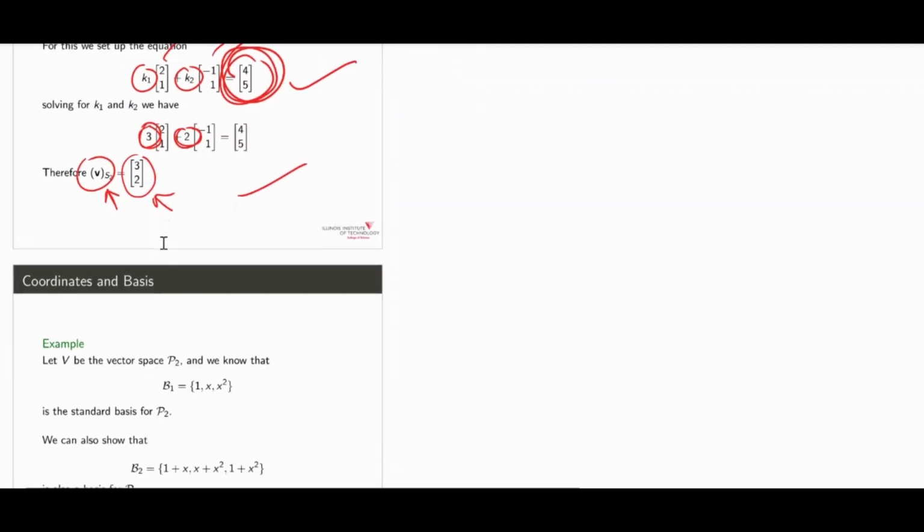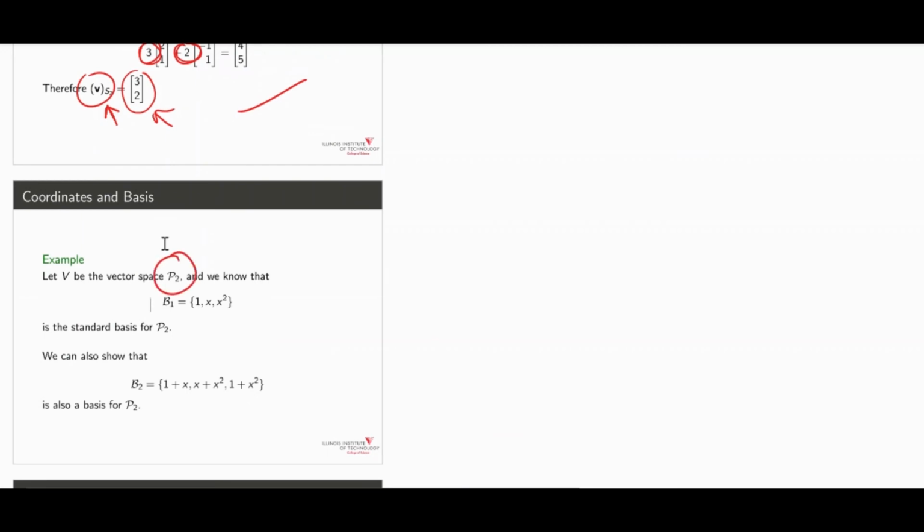All right, let's switch gears and look at polynomials of degree at most 2. Obviously, we already know this is the standard basis.